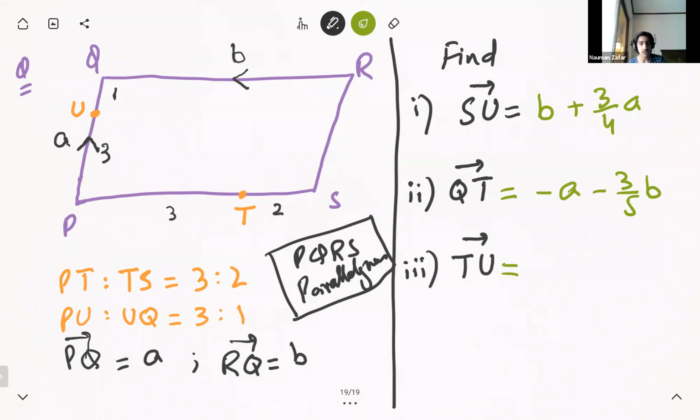T से U तक. 9:15 पे क्लास ओवर होती है, 9:10 पे.